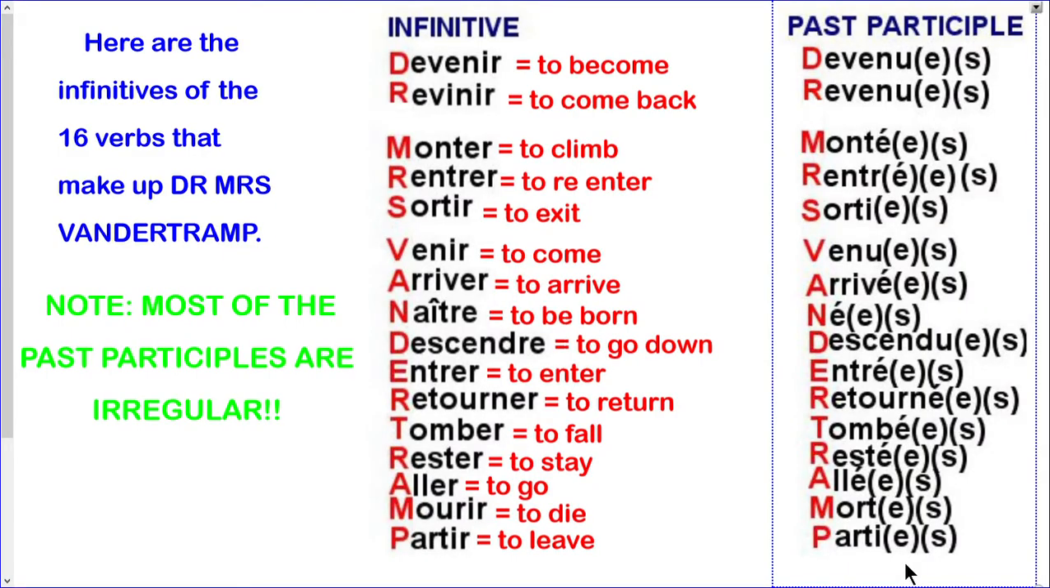Here are the infinitives of the 16 verbs that make up Dr. Mrs. Vandertramp. You're going to notice that most of the past participles are irregular. For example, we have devenir, which means to become. It becomes devenu in the past tense. When it is an IR verb, it should have an i if you're following avoir. But no, when it is conjugated with être only, it is going to become devenu.